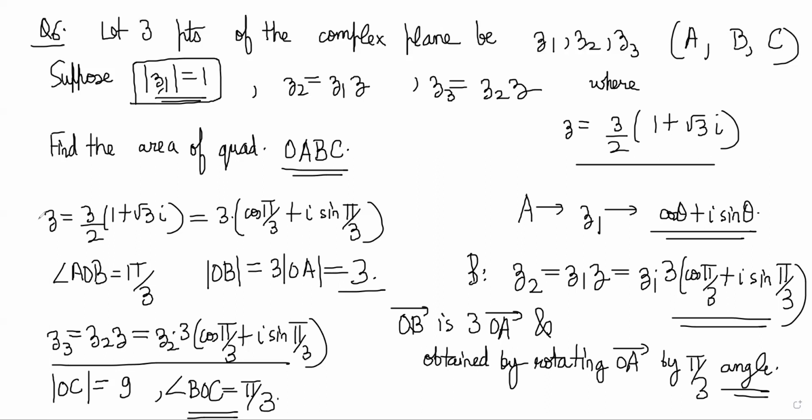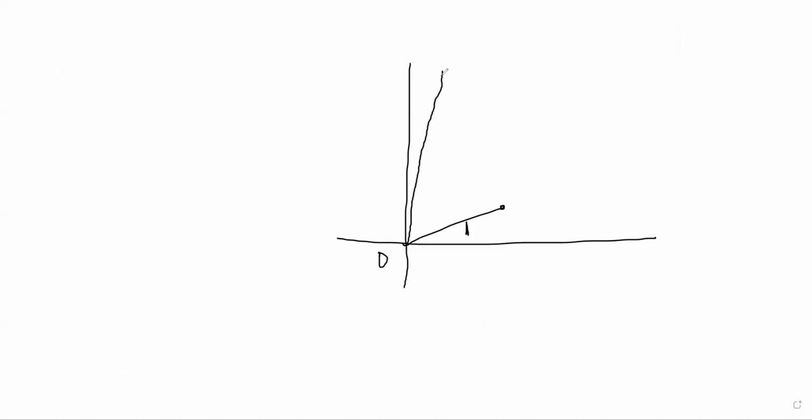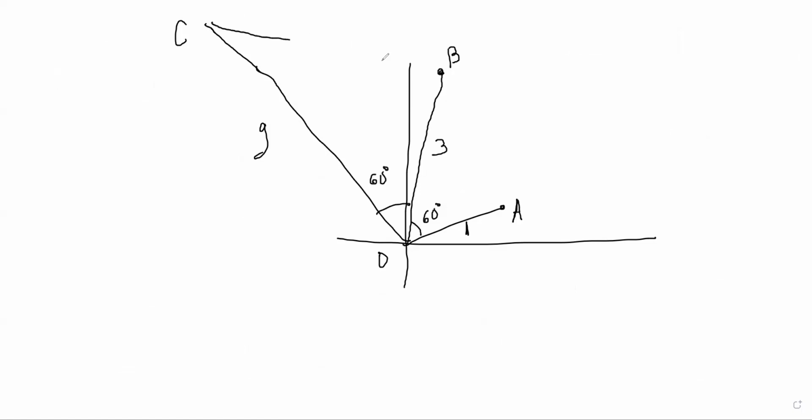So now that you know all this information, you have a situation like this. This is OA, length is 1. OB is rotated by 60 degrees and length is 3. And OC is even further longer. OC is 9, this is 3. And these angles are 60 degrees and 60 degrees. This is A. And you have to find the area of this quadrilateral, right?